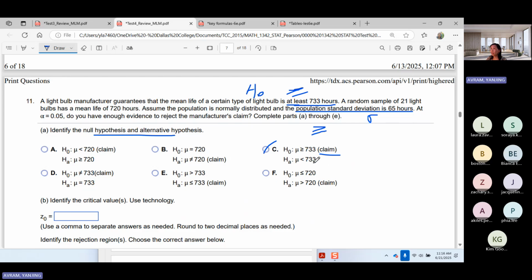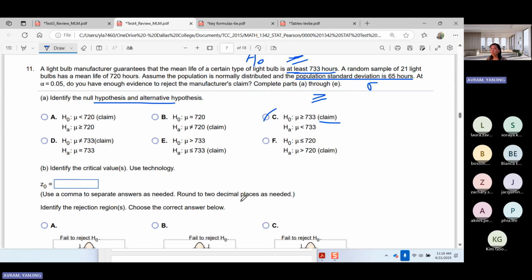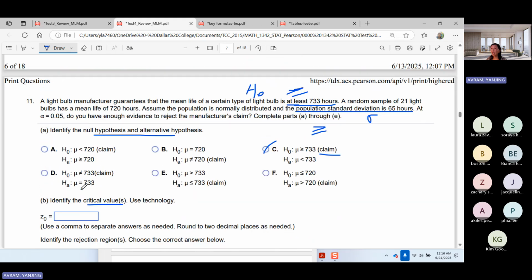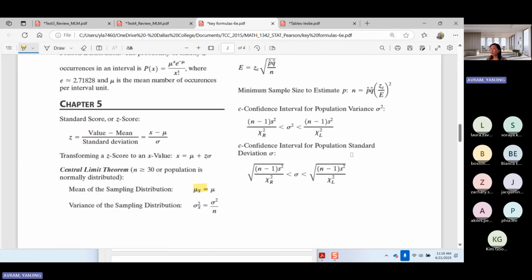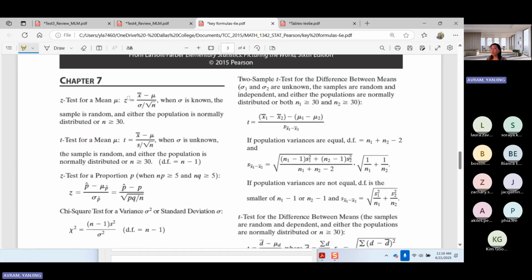And then your alternative one will be the complementary of this one, so it should be less than. Okay. How do I find the critical value for Z? I can use the formula, and I can also use the calculator. If I use the formula, let me show you which one to use. Okay, so chapter 7, Z, this is the formula you can use.